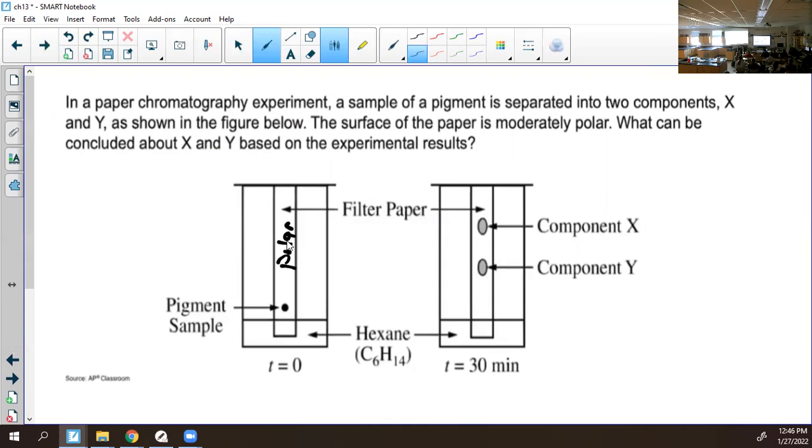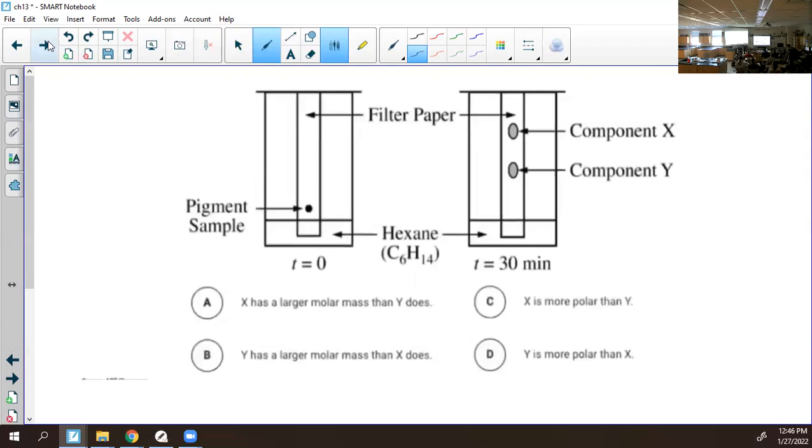All right. So hexane must be most likely what? Nonpolar. What do we think it is? All right, there's no ions, there's no polar, there's no hydrogen bonding, it's just C's and H's, so it is nonpolar. Okay, so Y goes here, X goes there. What can be concluded about X and Y based on the experimental results? All right, here are your options. Okay, so this is the same question. It just is giving you A, B, C, and D to choose from.